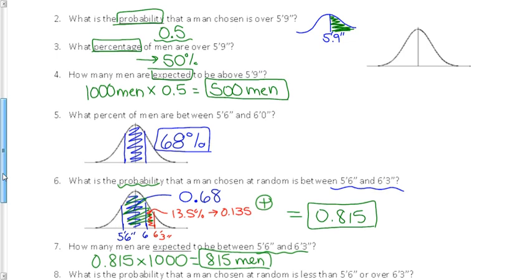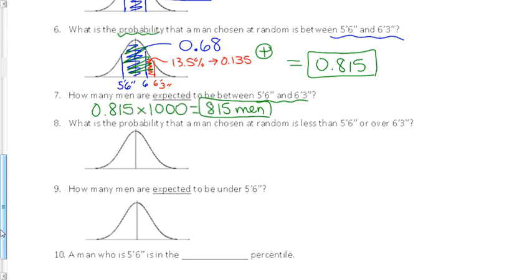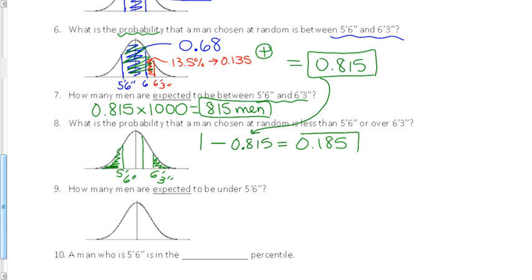Question number 8 says, what is the probability that a man chosen at random is less than 5'6" or over 6'3"? So we're taking our same interval that we just had up here, except instead of choosing the people between those values, we're choosing that they are less than 5'6", so I'm over here on the left, or over 6'3", so I'm over here on the right. Well, I know that my total probability is 1 for the area under there. If I then subtract the 0.815, which was the probability that I was inside that region, I get 0.185 is the difference. So I took away what I learned in number 6.